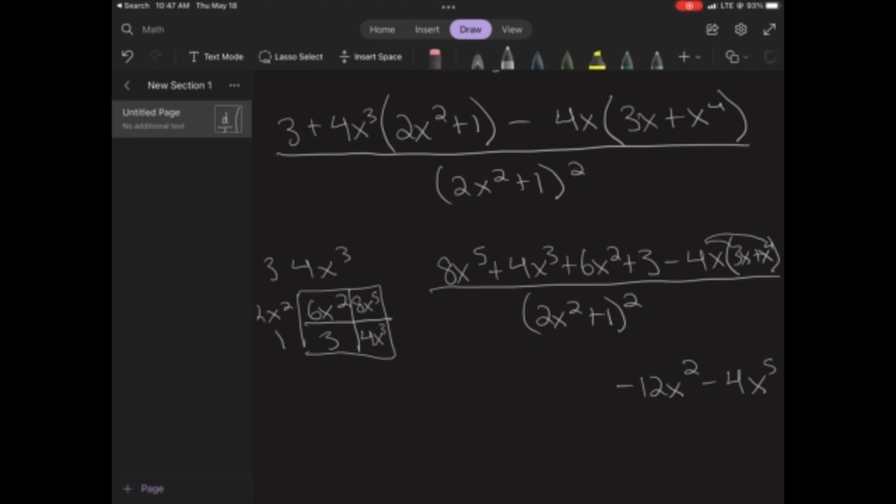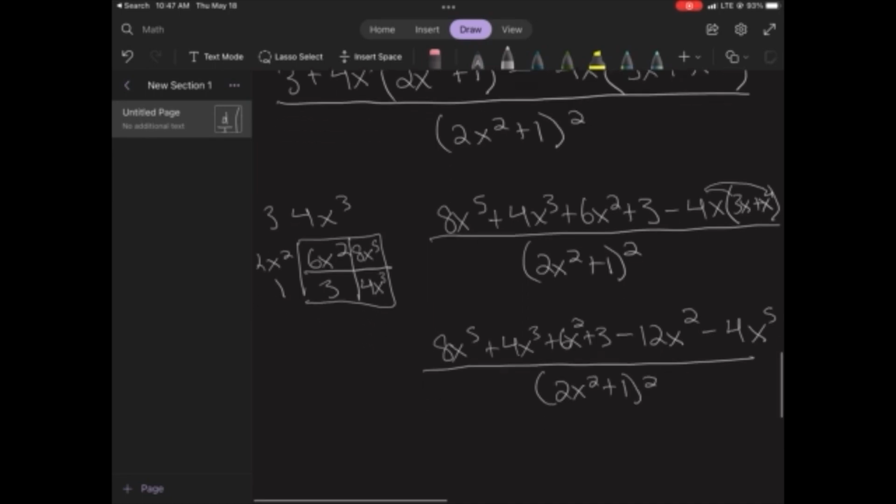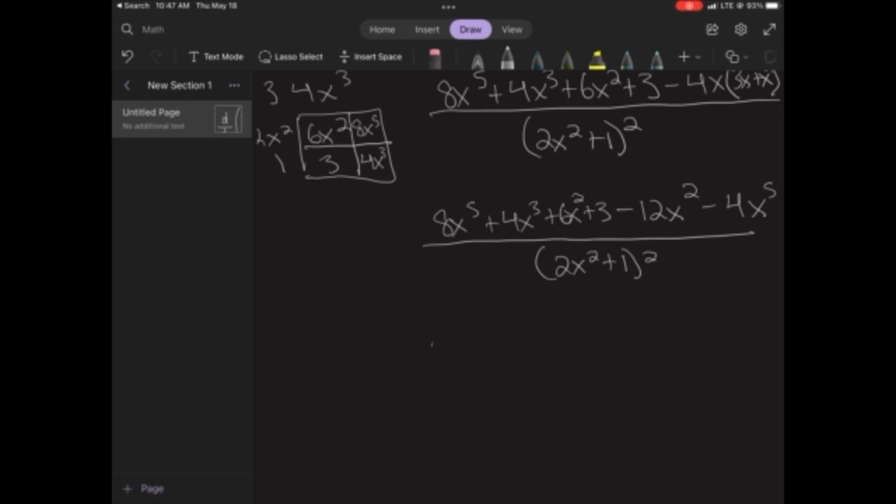So now we're going to simplify it with the terms from the earlier multiplication problem for 3 plus 4x to the third times 2x squared plus 1 to get our final answer on the top. So simplifying like terms, we get the answer 4x to the fifth plus 4x to the third minus 6x squared plus 3 all over 2x squared plus 1 squared.